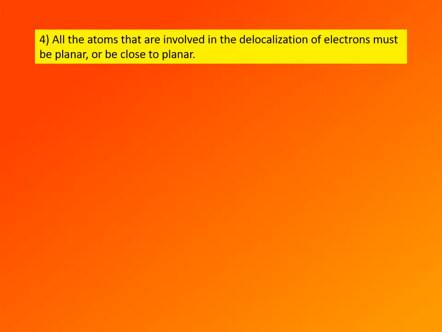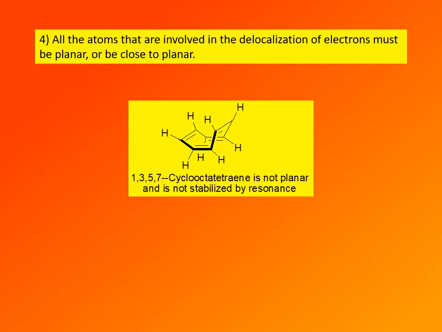All the atoms that are involved in electron delocalization must be planar or be close to planar. The reason for it is that only if all the atoms are planar, orbitals can properly overlap for electron delocalization. If atoms deviate from planarity, that prevents orbital overlap and prevents electron delocalization. An example of a molecule where electron delocalization is prevented is the molecule of cyclooctatetraene. Because it is puckered, it is in a boat conformation, it is not planar, and electron delocalization is not possible.